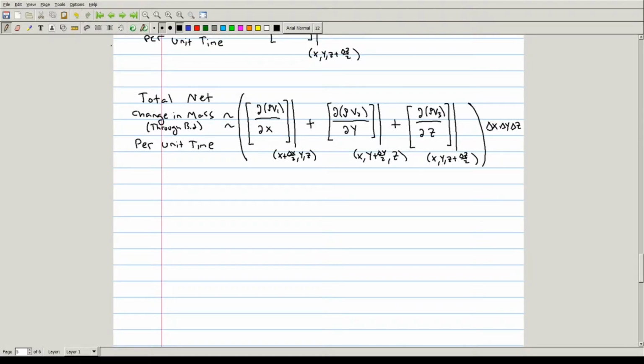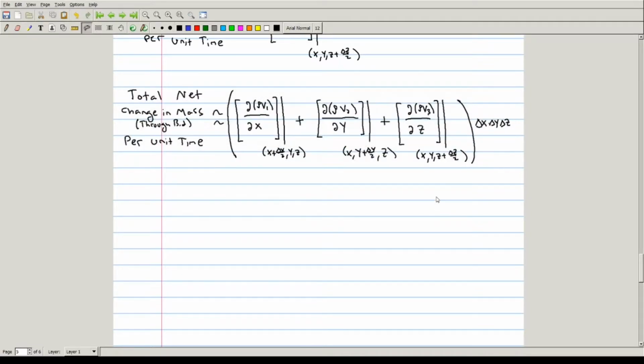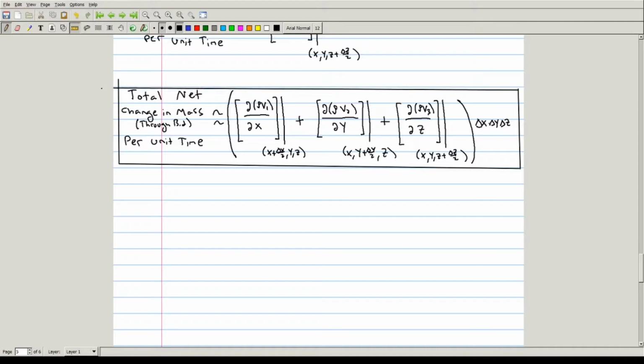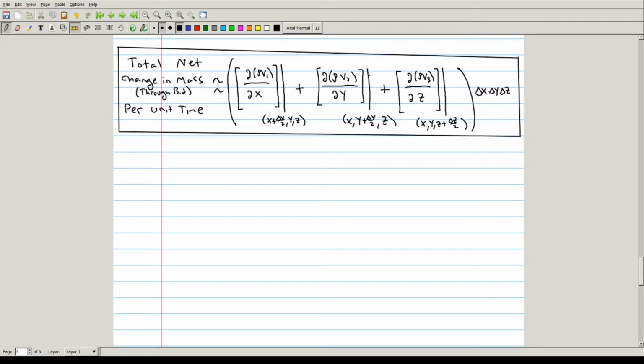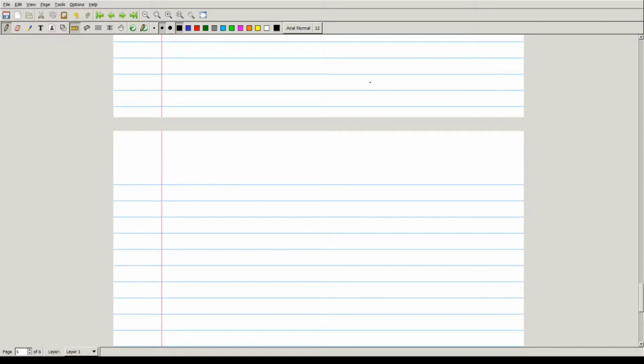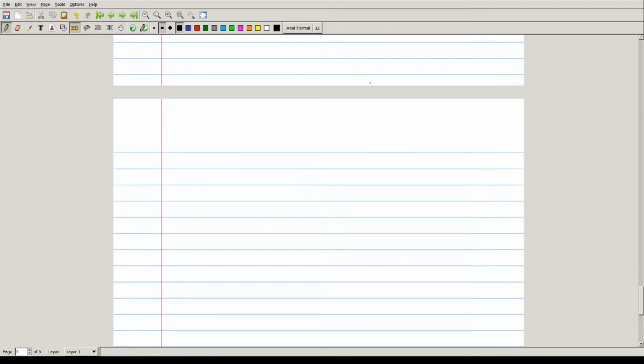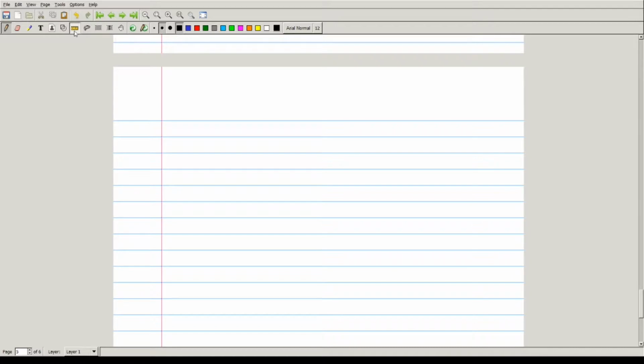The next thing we got to consider, and I'll circle this because this is going to be a big piece of what we use to get our final equation. We have flow through the boundary is approximated by this summation. And the next thing that we have to consider is flow inside the rectangle. So flow produced inside the rectangle.